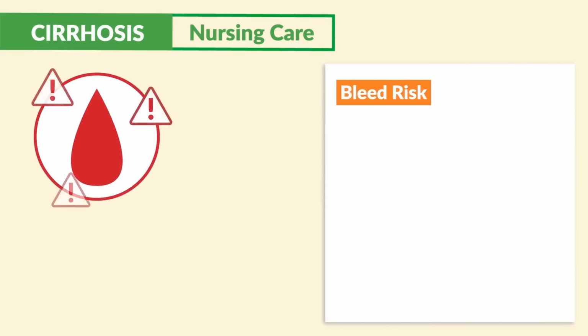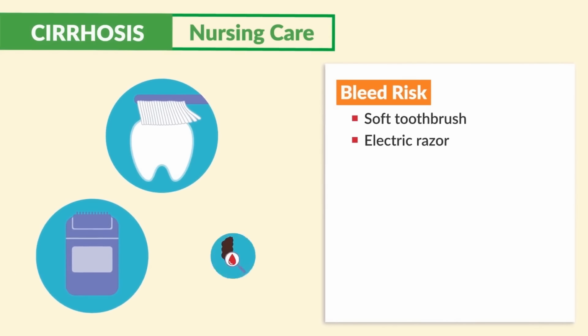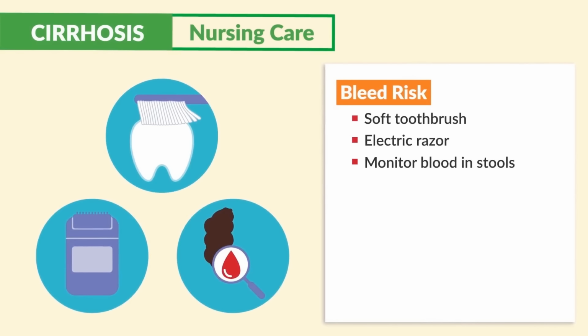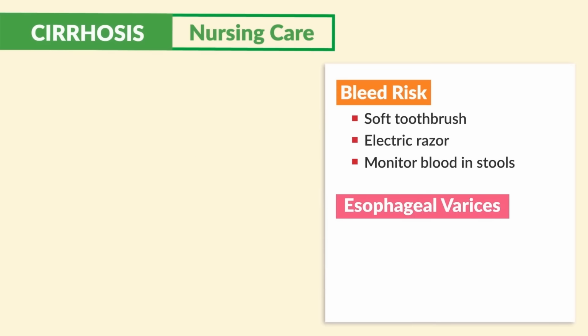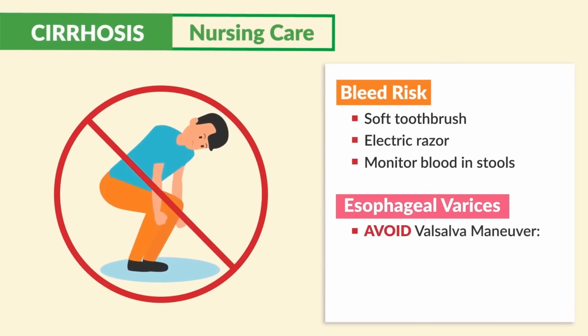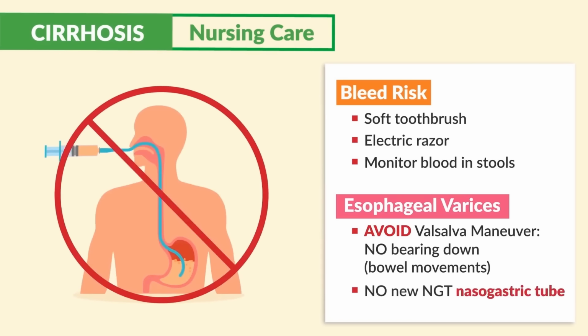Next is the bleed risk from the low coagulation factors. So soft toothbrush, electric razor, and monitor blood inside the stool. Next is esophageal varices. As mentioned before, we always avoid Valsalva maneuvers, or basically bearing down like during bowel movements. Remember, any pressure can pop this esophagus. And no new NG tubes, those nasogastric tubes. No pressure inside the esophagus. Remember, this esophagus is like an overfilled water balloon, just waiting to explode with all that blood.